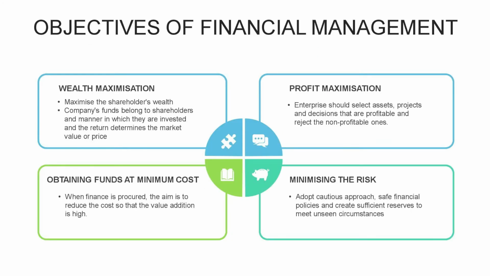Let us study the objectives of financial management. First, profit maximization. Now, every firm should select any asset or project or make decisions that are profitable and reject those which are non-profitable in the long run. That is what basically profit maximization means, that either it is in terms of fixed assets or any kind of investment decisions, or in terms of any kind of long-term or short-term projects, the firm should ensure that all these decisions are profitable in nature to the business firm.